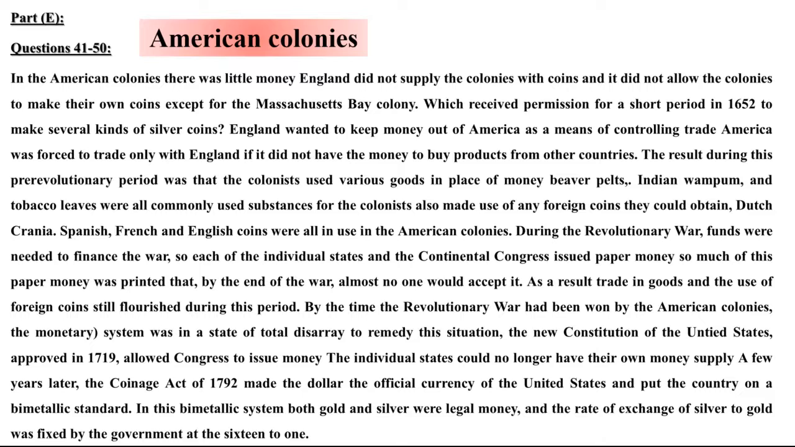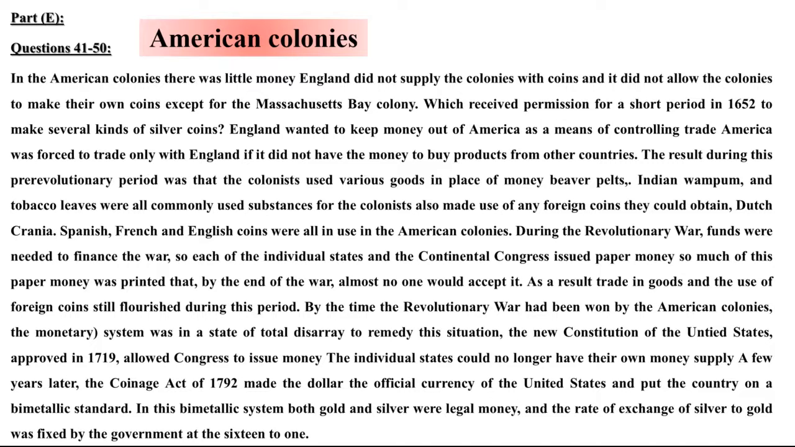During the Revolutionary War, funds were needed to finance the war, so each of the individual states and the Continental Congress issued paper money. So much of this paper money was printed that, by the end of the war, almost no one would accept it. As a result, trade in goods and the use of foreign coins still flourished during this period.